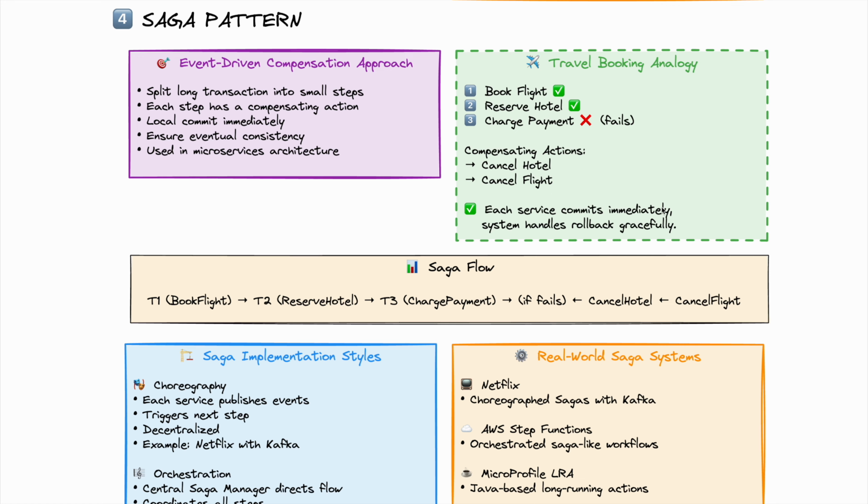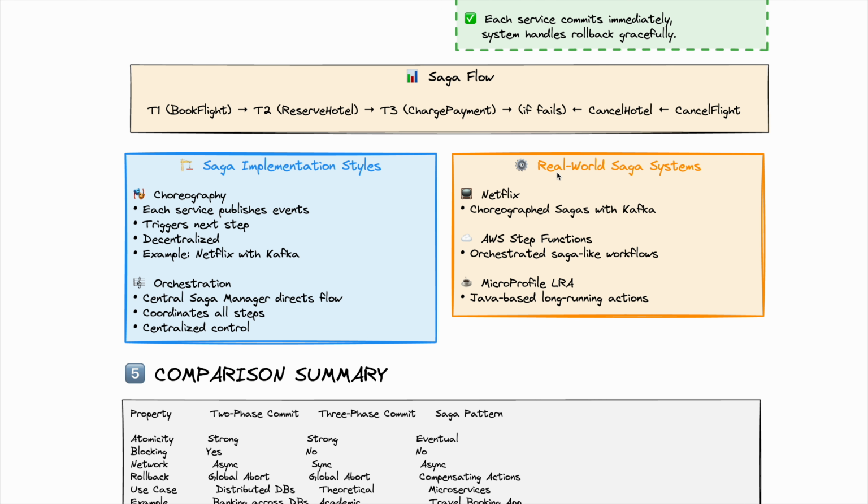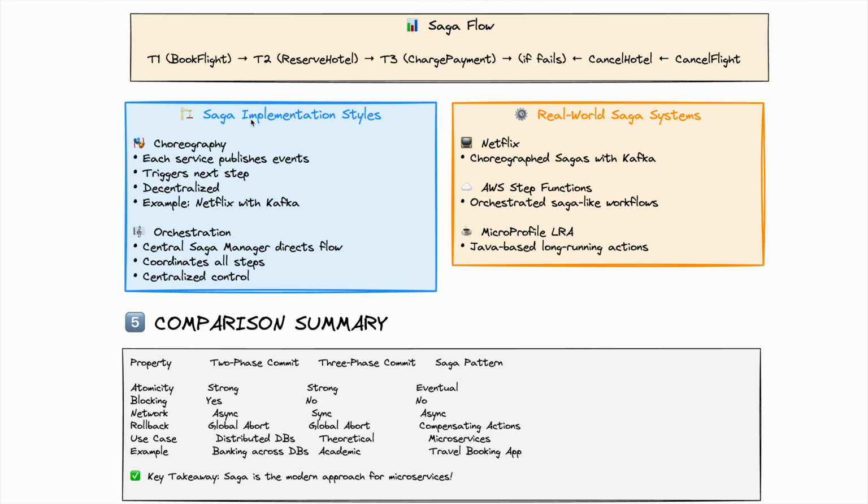So each service commits immediately, and the system handles rollback gracefully, meaning that we are committing immediately, but we are also ensuring eventual consistency by sending the compensating actions. Let's take a look at how exactly the Saga flow goes. The first one is book flight, we are committing that. The second transaction is reserve hotel, we are committing that. In the third transaction, charge payment, it fails. If it fails, then we are sending the cancel hotel and the cancel flight.